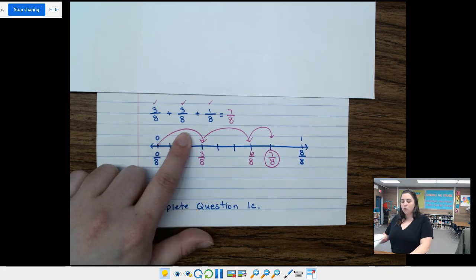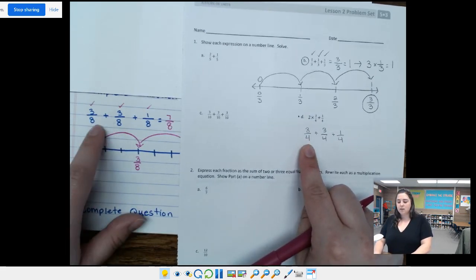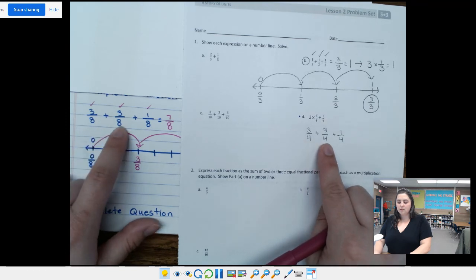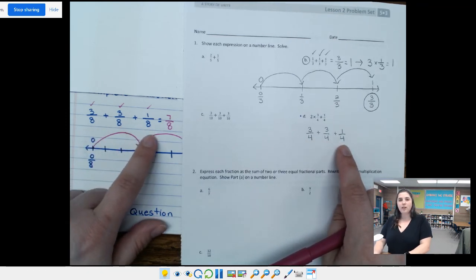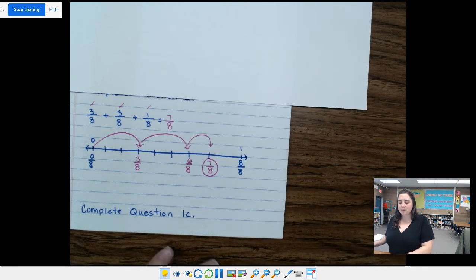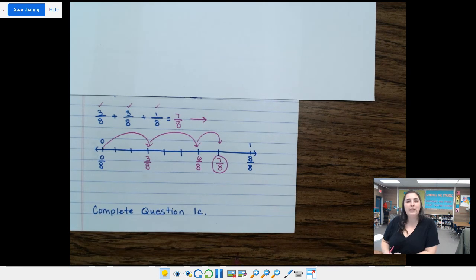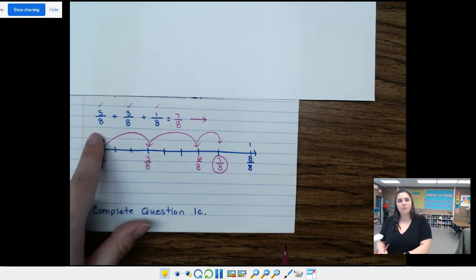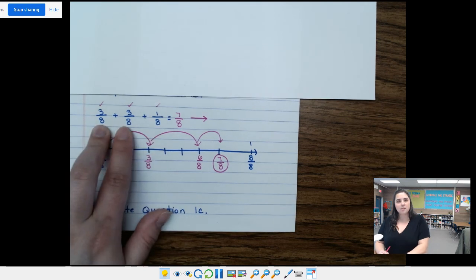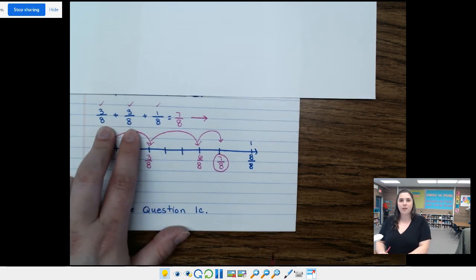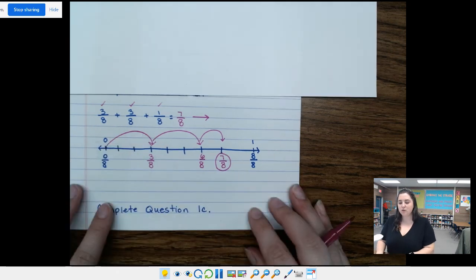Similar to what we did on 1D, there's 2 problems that are non-unit fractions and then 1 that is a unit fraction. How could we write this using multiplication? What do you see being repeated in this addition problem? More than 1. The 3/8, and there's 2 of them. How would that look as a multiplication problem? Why don't you pause and do your best?